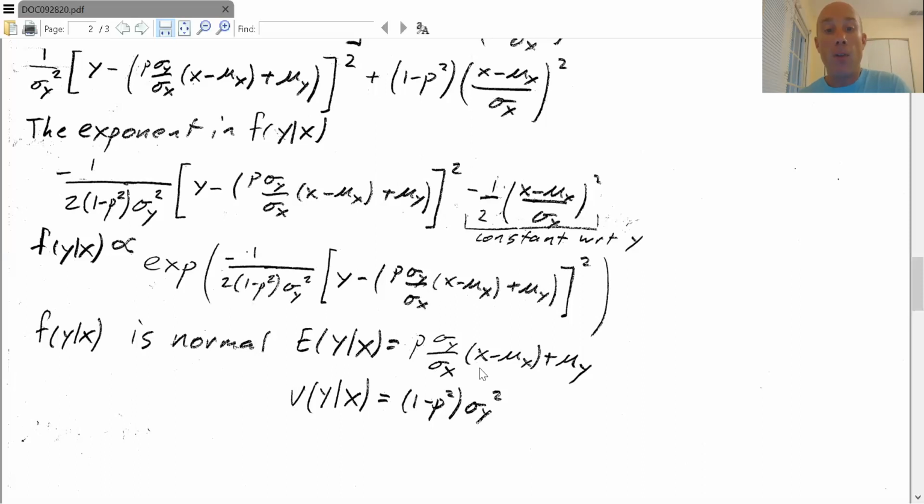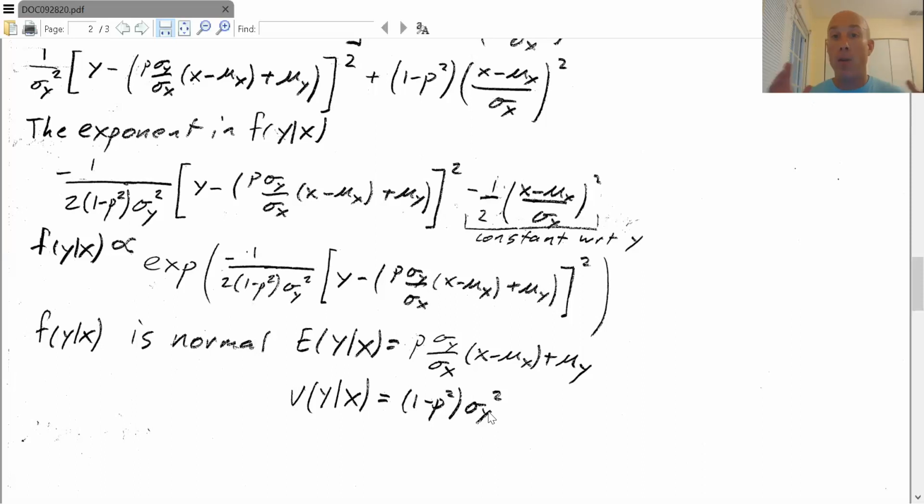The expected value is going to be the ratio of the standard deviations times rho times the deviation of x from its mean, plus the mean of y. And the variance is equal to 1 minus rho squared times sigma sub y squared.